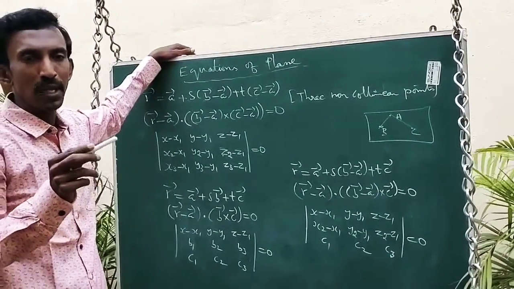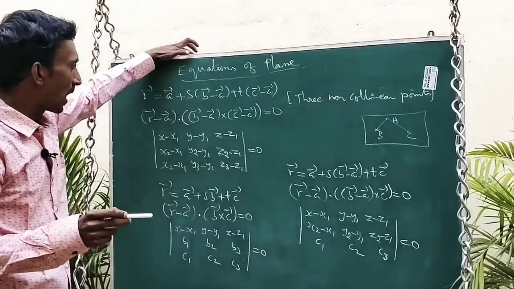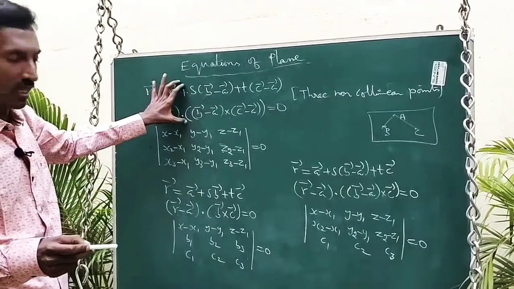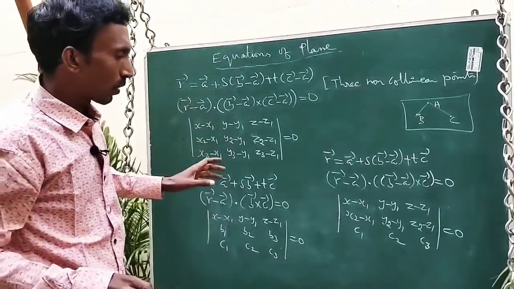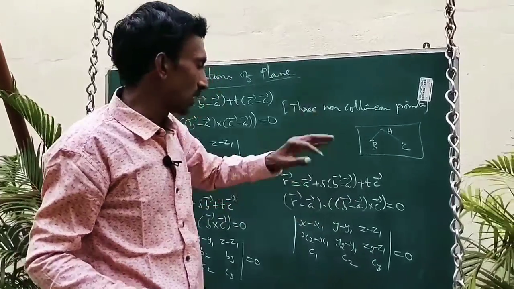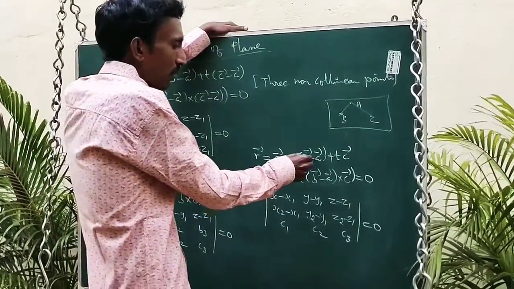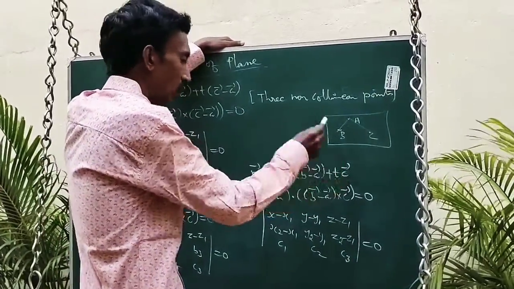Second type of the plane: a point and a normal is given. Third: 3 non-collinear points are given. Fourth one: 1 point, 2 parallels. Fifth one: 2 points and 1 parallel is given. So A vector and B vector are the position vectors of the points and C is the parallel vector.